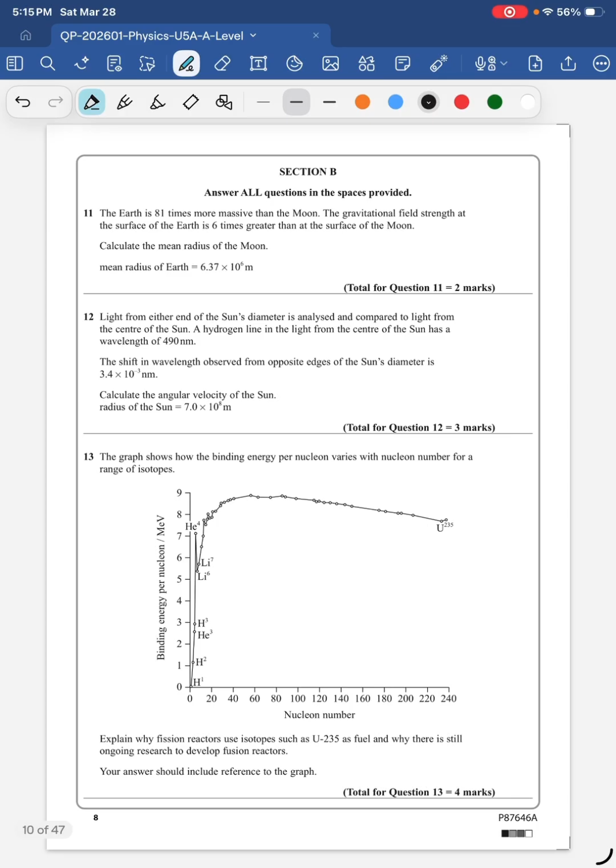Okay, this is strange now because they don't leave you space to work, so we will have to go back and forth. So, question 12.